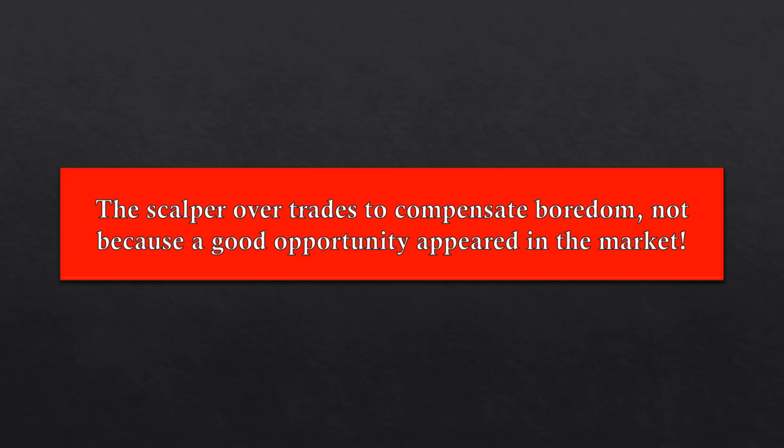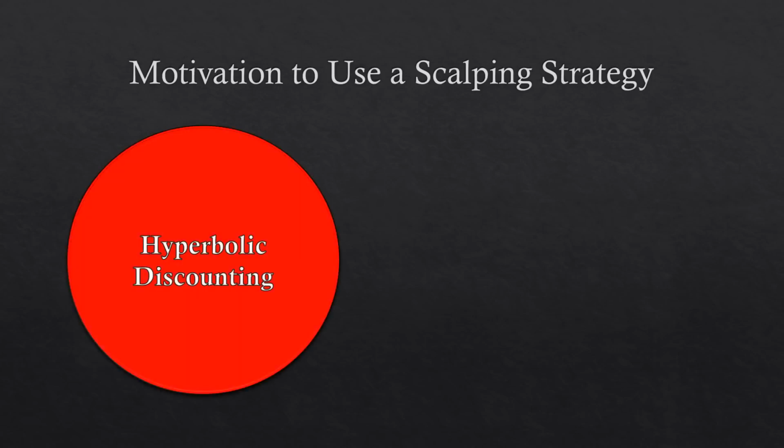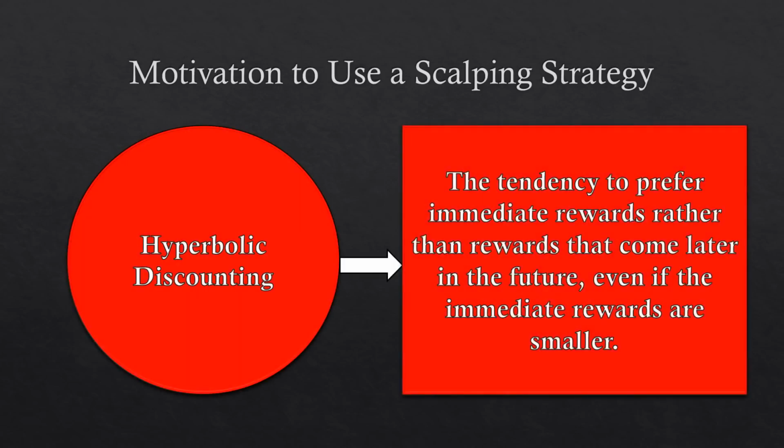The second error in judgment that adds on top of the action bias is something called hyperbolic discounting, which is the tendency to prefer immediate rewards rather than rewards that come later in the future, even if the immediate rewards are smaller.